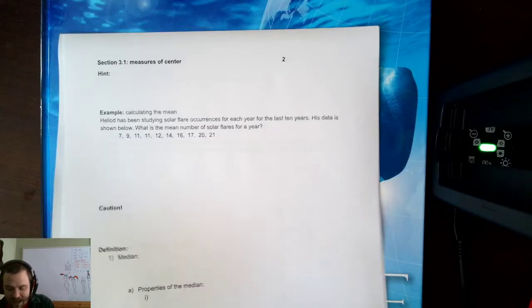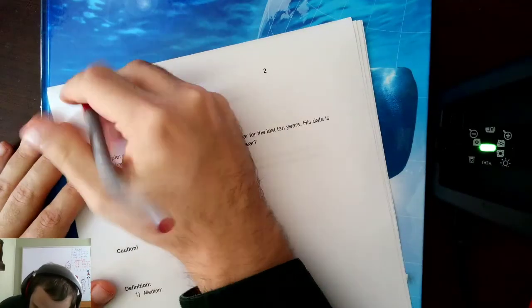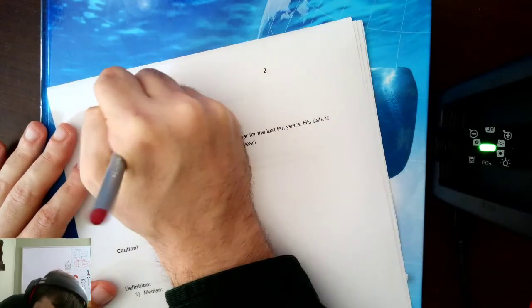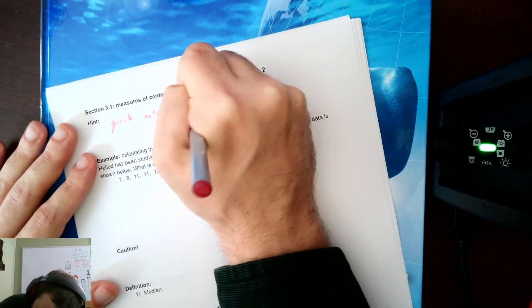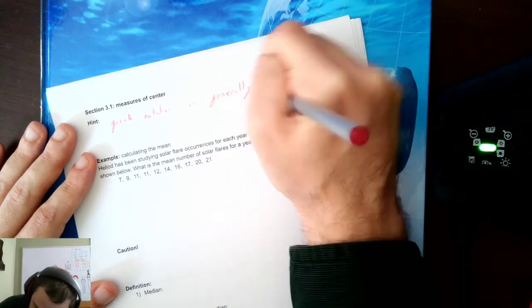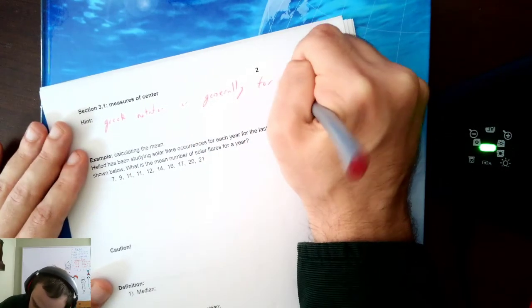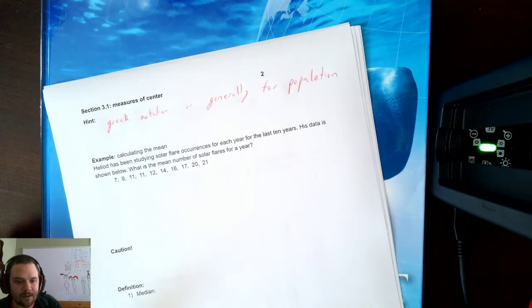Now, let's have a hint. A hint is that Greek notation is generally for population. In general, when you see Greek letters, you should assume they're for a population.